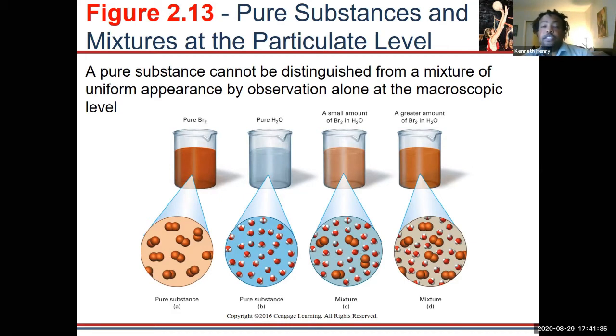Now, if we add a whole bunch of bromine to the water, it makes it a little bit darker, not as dark as the bromine that's pure, but a little bit darker, right? And it's a mixture again. We're not getting a chemical reaction. So these are two independent things that are interacting in the same space.